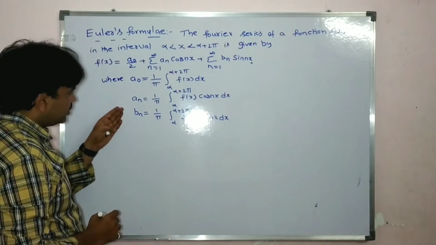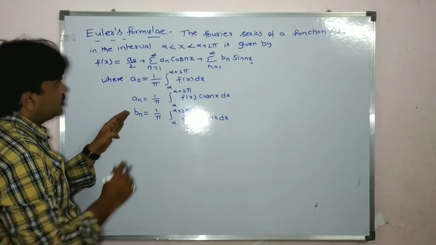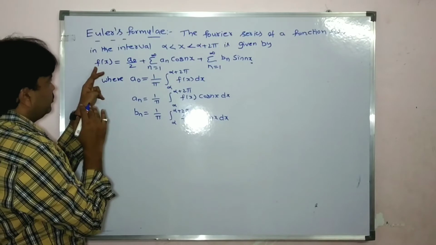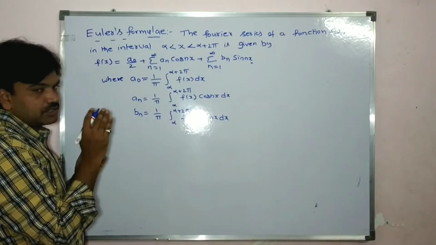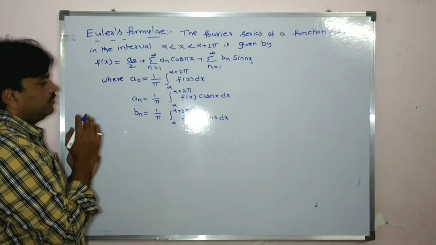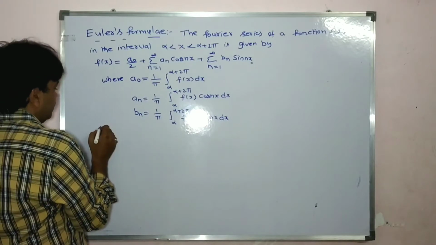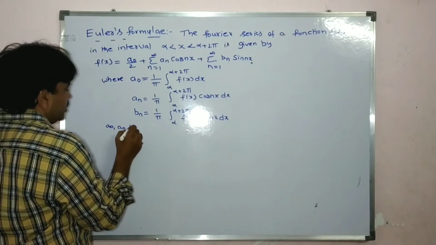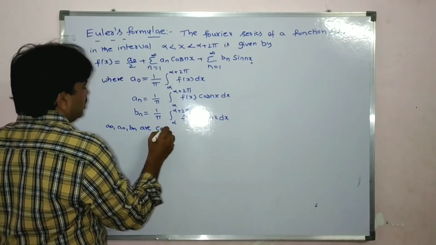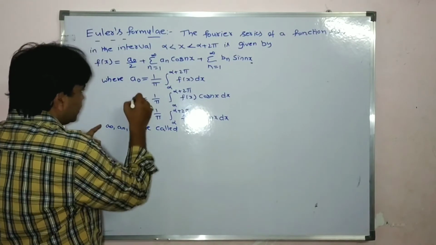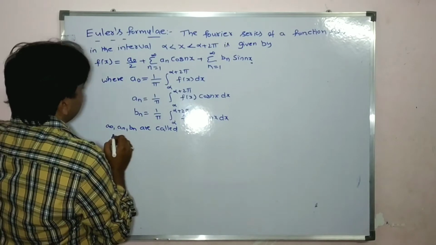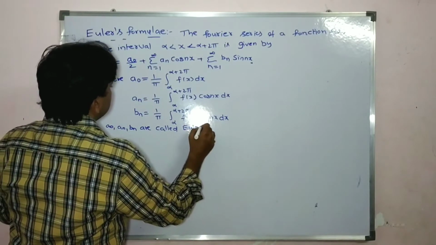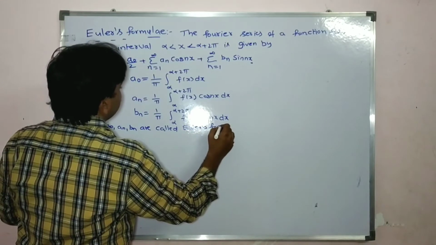Now if you find the a naught, an, bn values and substitute here, then you get the Fourier series of the given function. Here a naught, an and bn are called Euler's formulae.